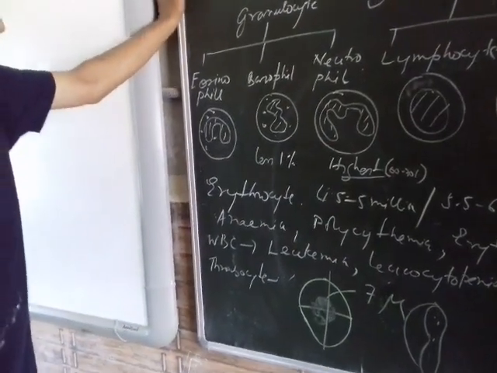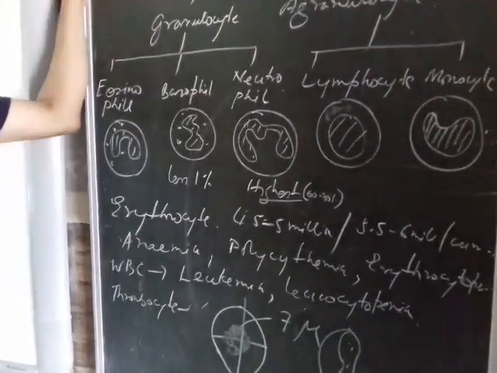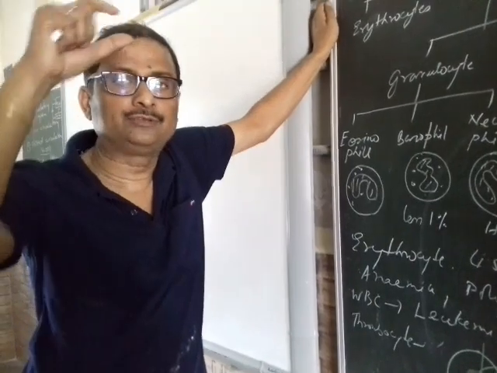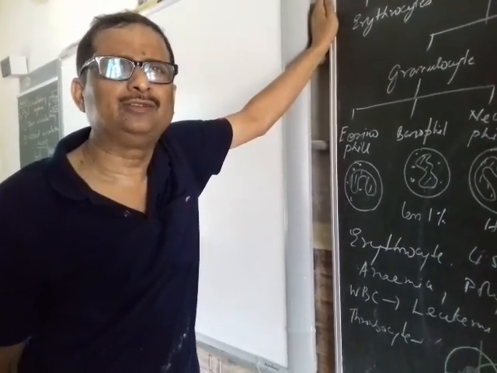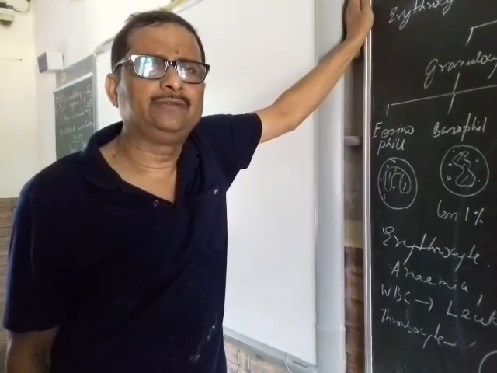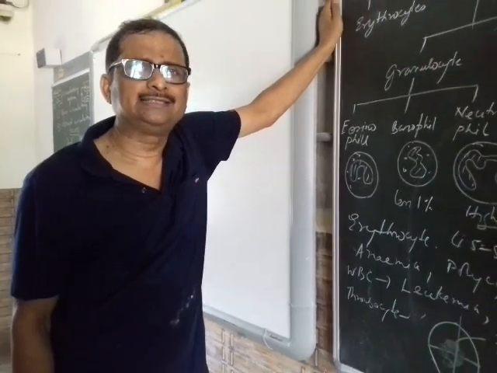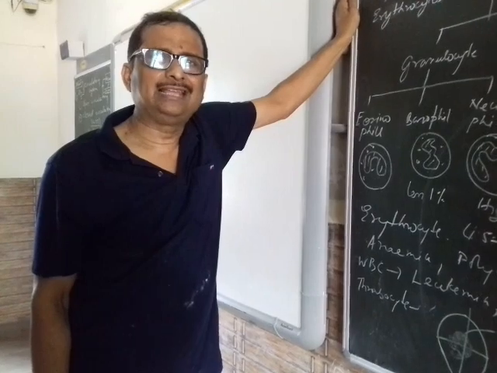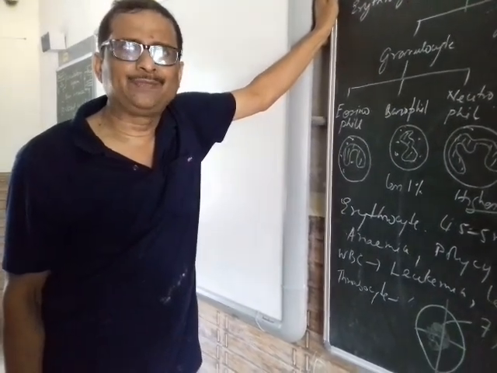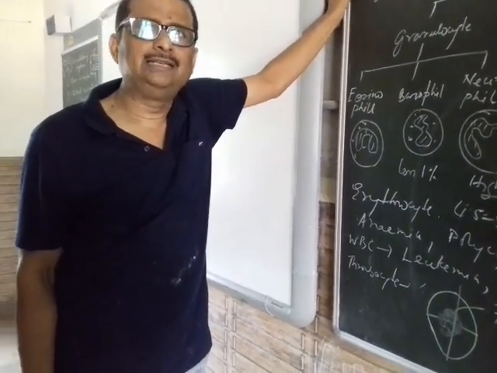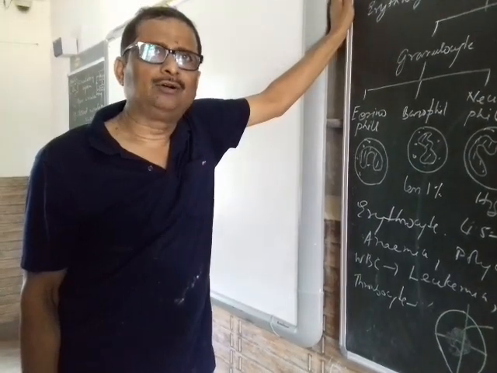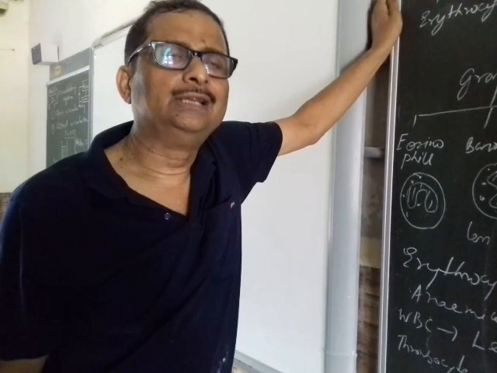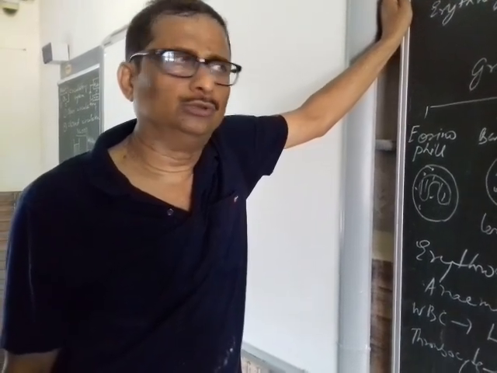Now what is the approximate lifespan of the leukocyte? It is approximately 4 to 15 days on average, whereas the RBC's average lifespan is 120 days. RBC is formed in the liver and the spleen, and it is also destroyed in the liver and the spleen. RBCs are of course formed in the bone marrow also.